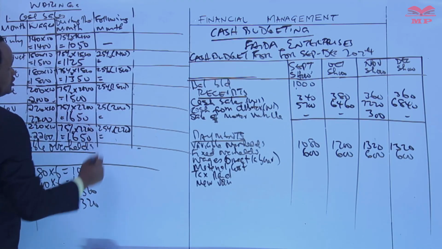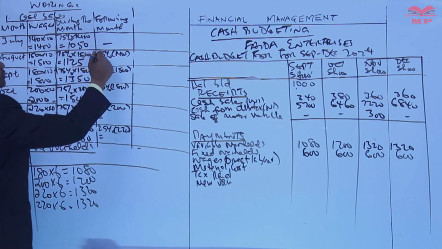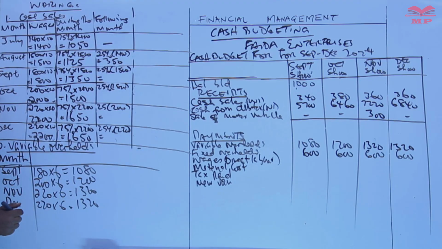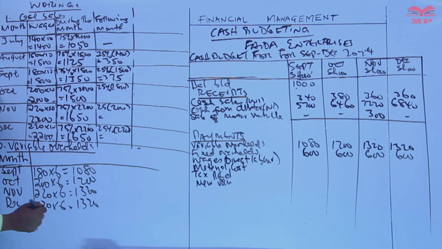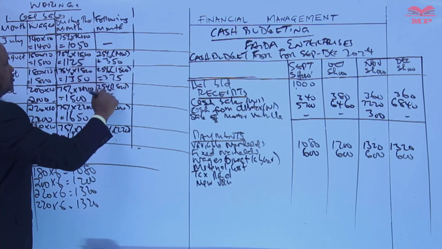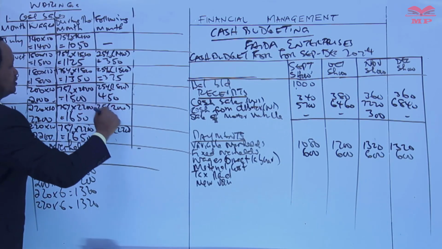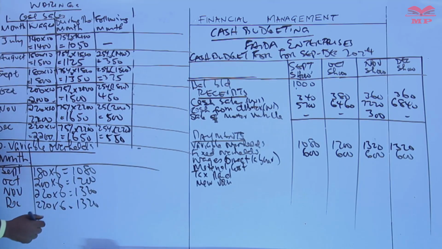How much? Abraham says 350. 375. October 450. November 500. December 550. Following month.